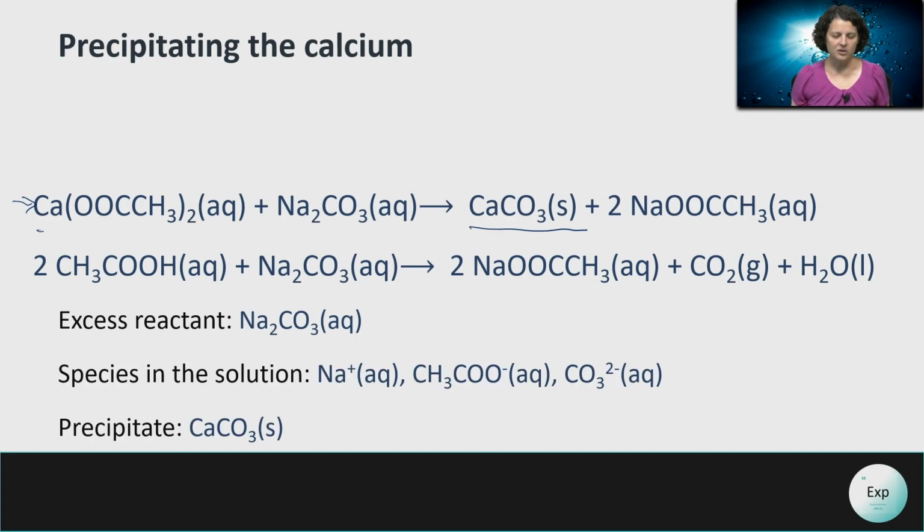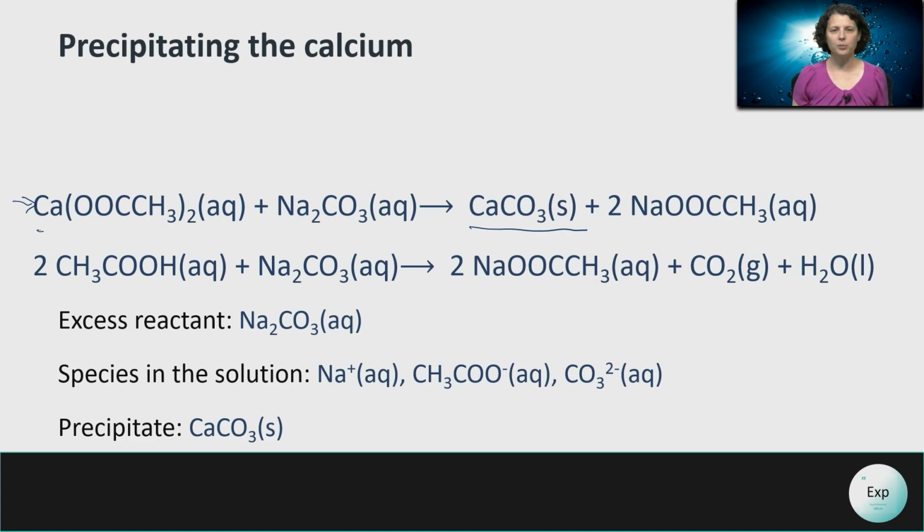The species in solution will then be the sodium ions and the acetate ions. These are going to come from the dissociation of sodium acetate, sodium ions and carbonate ions, which will come from the dissociation of our excess sodium carbonate. And the only thing that precipitates out of this solution is going to be the calcium carbonate.